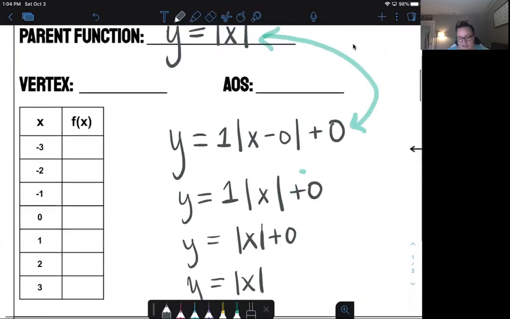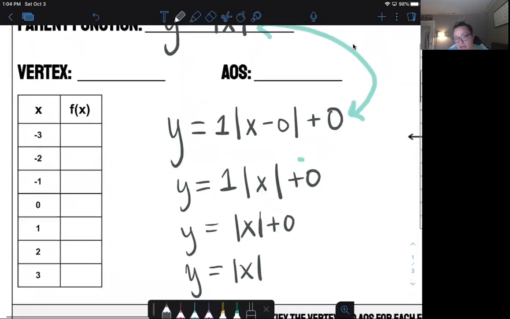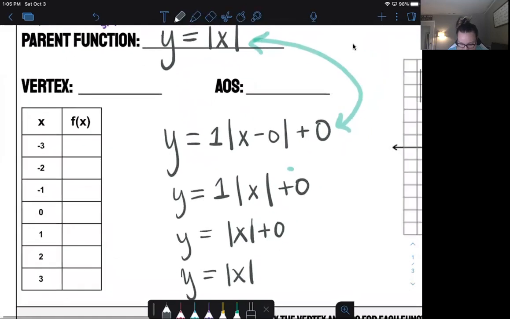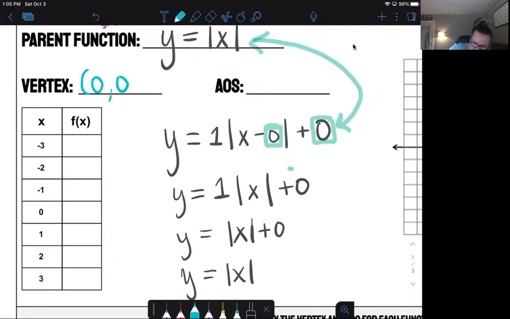So what I know is that in this parent function, so this is the main function of all absolute value functions, my vertex is actually 0, 0. And I also know that my axis of symmetry then, remember, your vertex is always (h, k). Your axis of symmetry is always x equals h. So in our case, h is 0, so my axis of symmetry is just x equals 0. And we'll talk about how to graph that in just a minute.